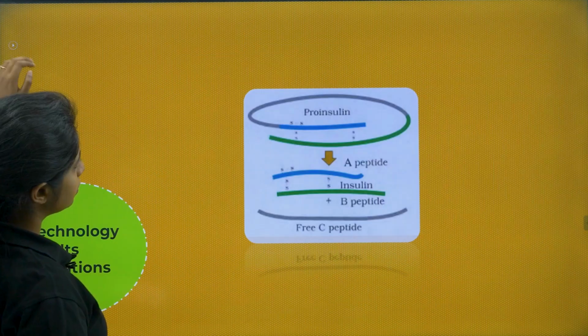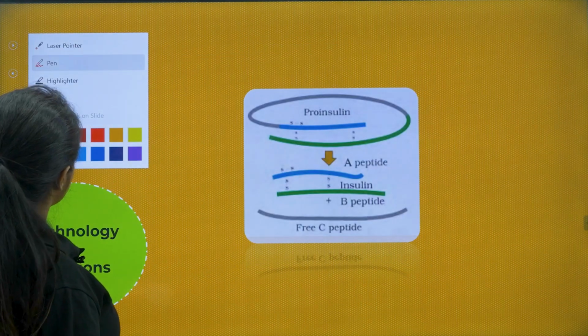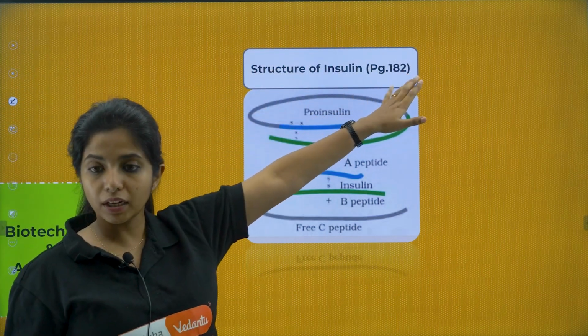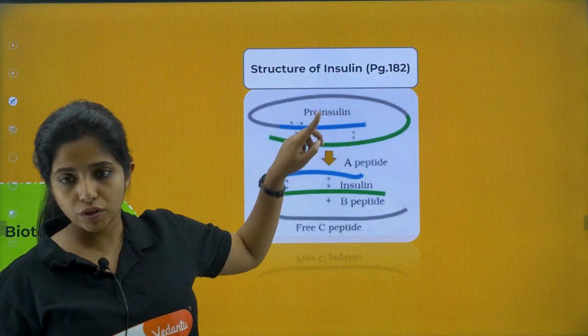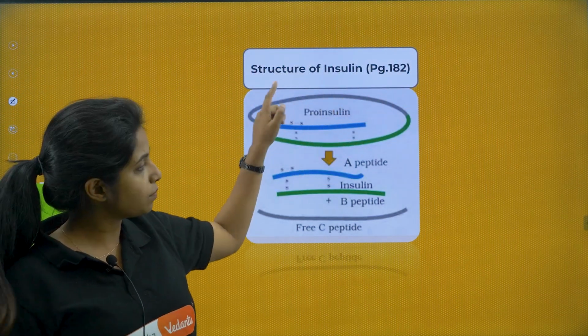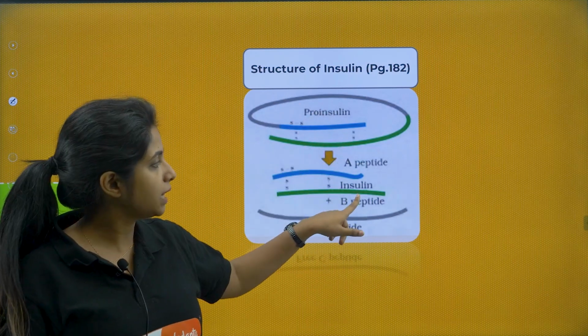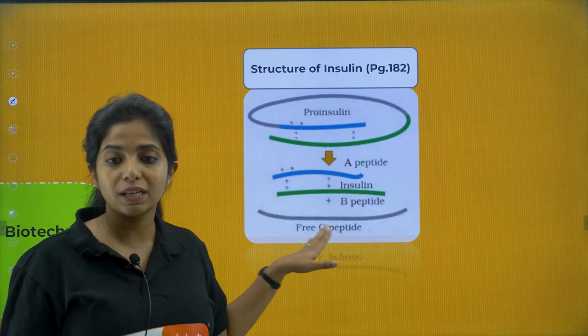Now what do we have, children? Biotechnology and its applications: there is only one structure, one picture, the structure of insulin, given on page number 182. This is pro-insulin, which has A, B, C, all the peptides. Now in normal insulin you just have A peptide and B peptide. You are going to remove the C peptide.